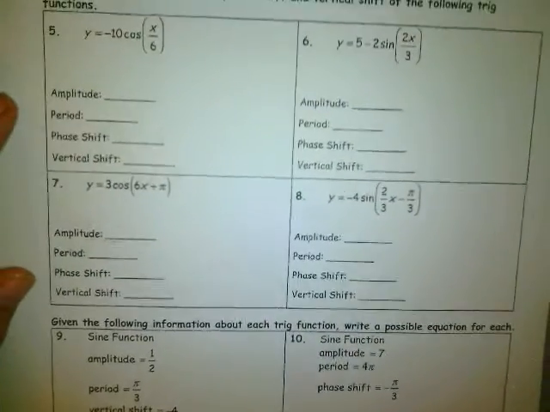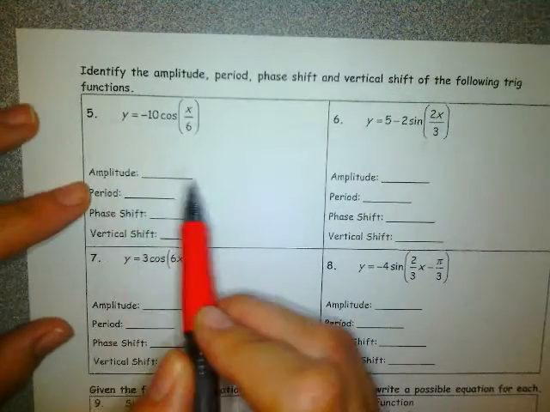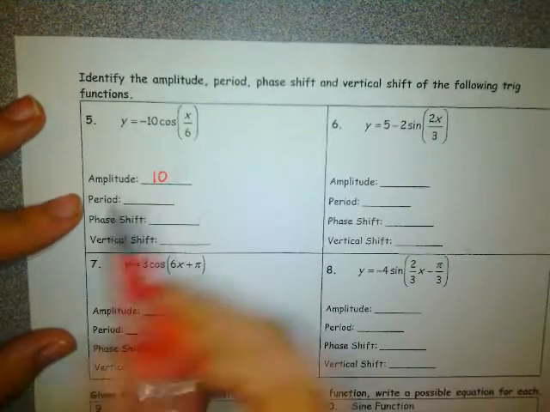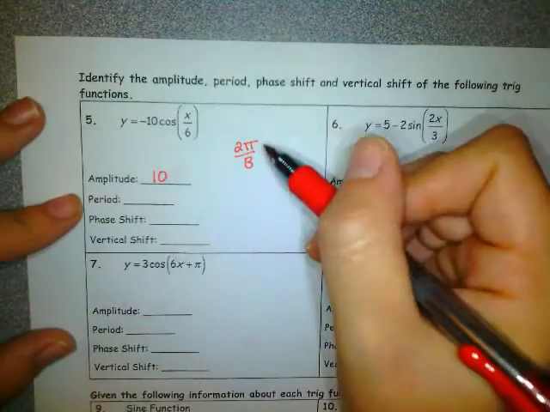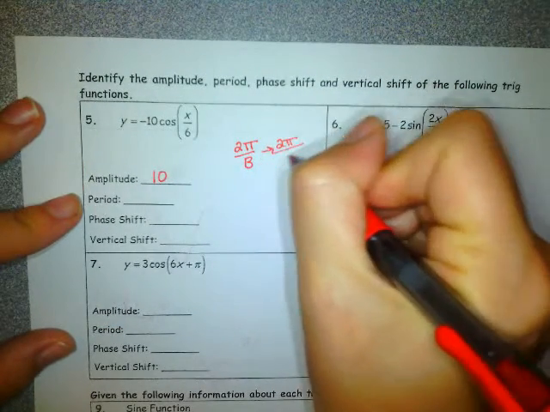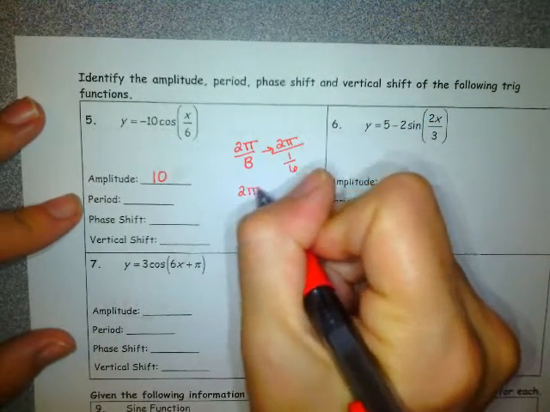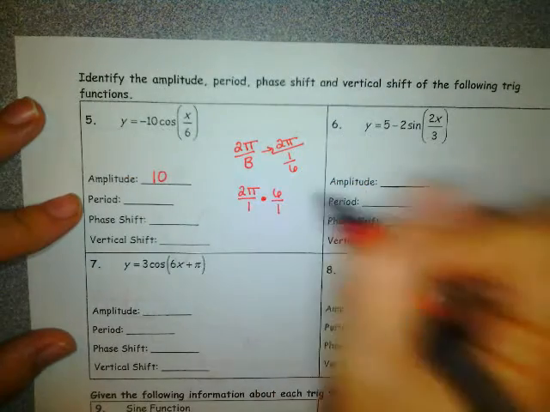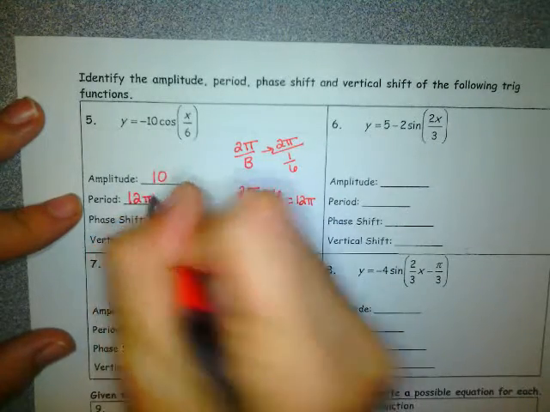Then, on the back, what you're going to do is you're going to identify from an equation. So amplitude, remember that's that first number in front, so that's going to be 10. The period, we're going to use that 2 pi over b formula to get our period. Well, b in this case is 1/6, so it's going to be 2 pi over 1/6. Now see, we're dividing by a fraction, so we're going to keep the first one, change the sign, and flip the second one. So that's equal to 12 pi. So we know our period is 12 pi.